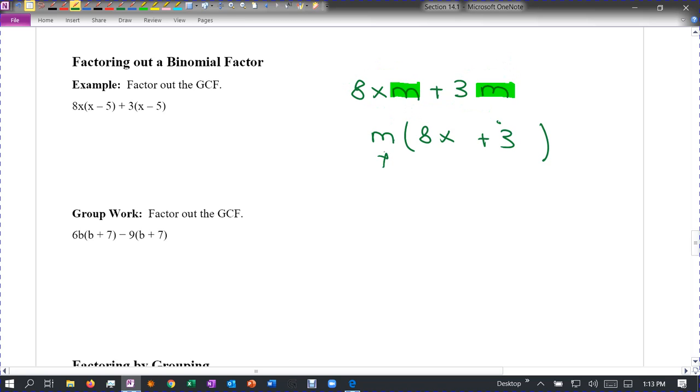On this example, I want you to realize that the m is actually this x minus 5 in parentheses. So both of these terms, this term and this term, both have an x minus 5 in them.